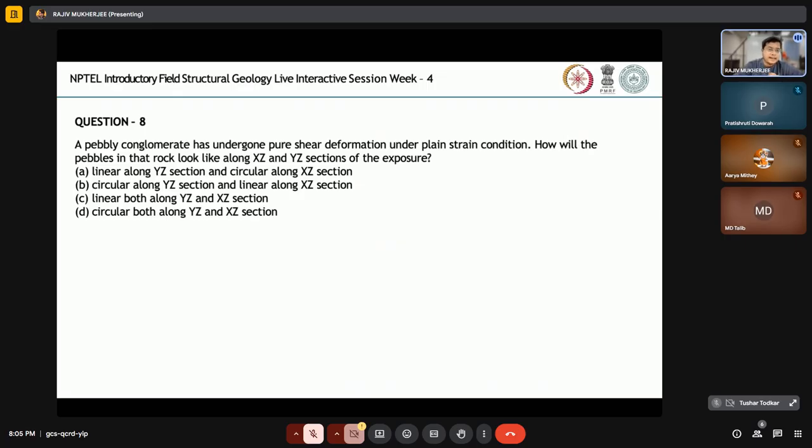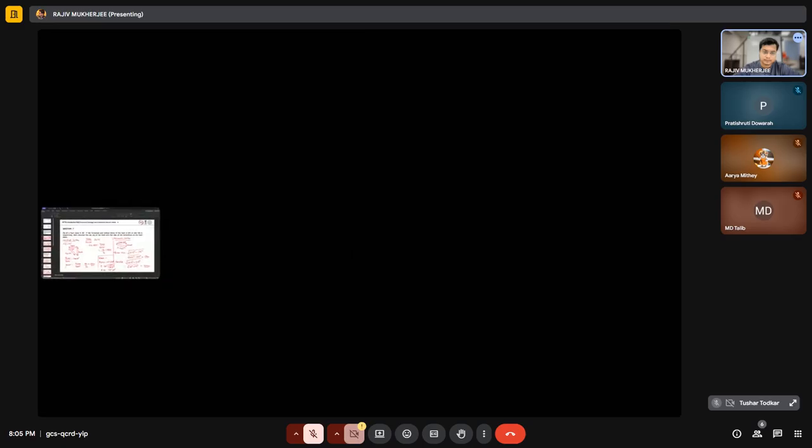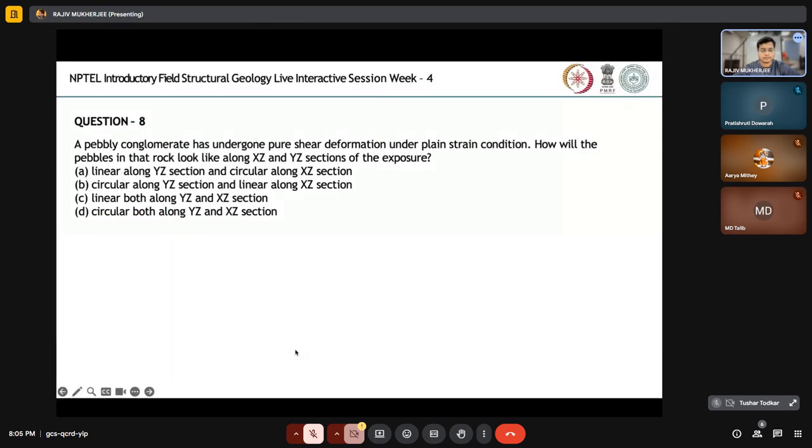Option A, linear along YZ section and circular along XZ section. Option B, circular along YZ section and linear along XZ section. Option C, linear both along YZ and XZ section, and option D, circular both along YZ and XZ section. So anyone would like to try the answer?